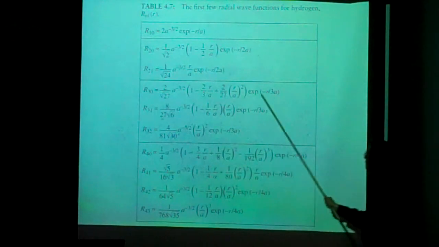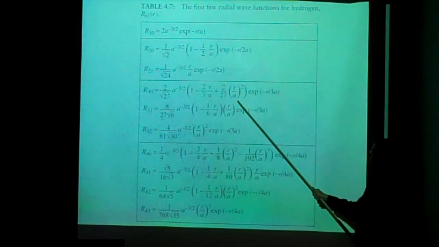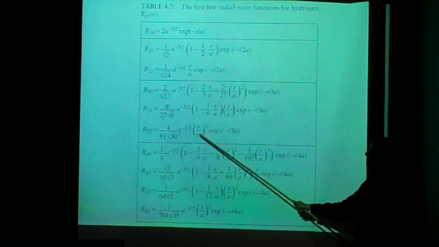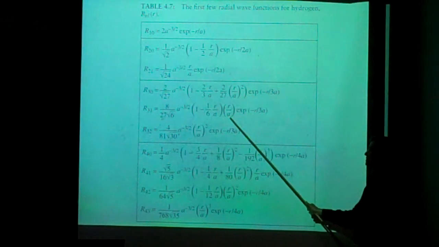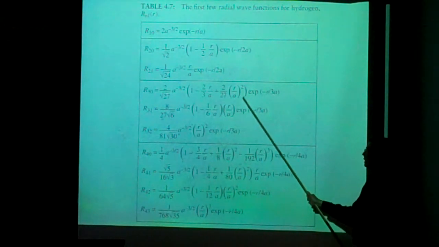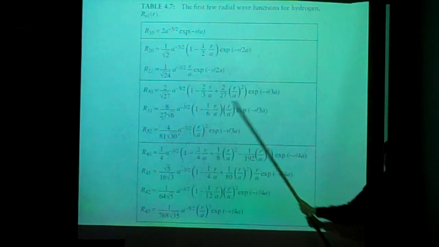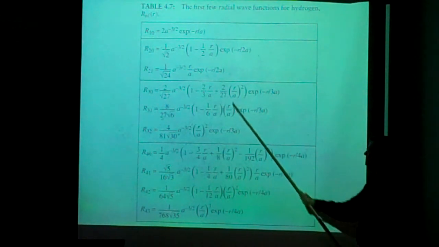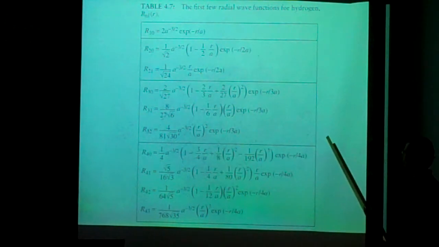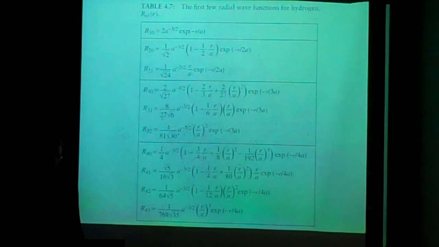R30 is e to the minus r over 3a times a polynomial of degree 3 minus 1 equals 2. So these are all second degree polynomials. They're just written in terms of r over a, but you could make them in terms of r over 3a if you wanted to, but then you would just change the constants out in front to compensate for that. So they usually just leave it as r over a for the polynomials. So they behave as claimed when you look at them.